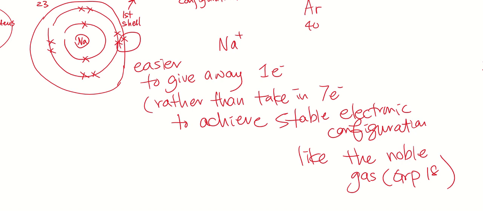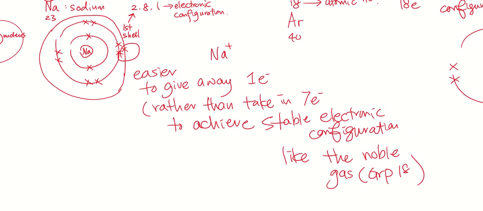They give. Why do they give? They want to be like a noble gas. Noble gases are your argon, neon, and helium. They are already very stable. They don't react at all. So let us see what happens to the sodium after he gives away. So he will look like this now.